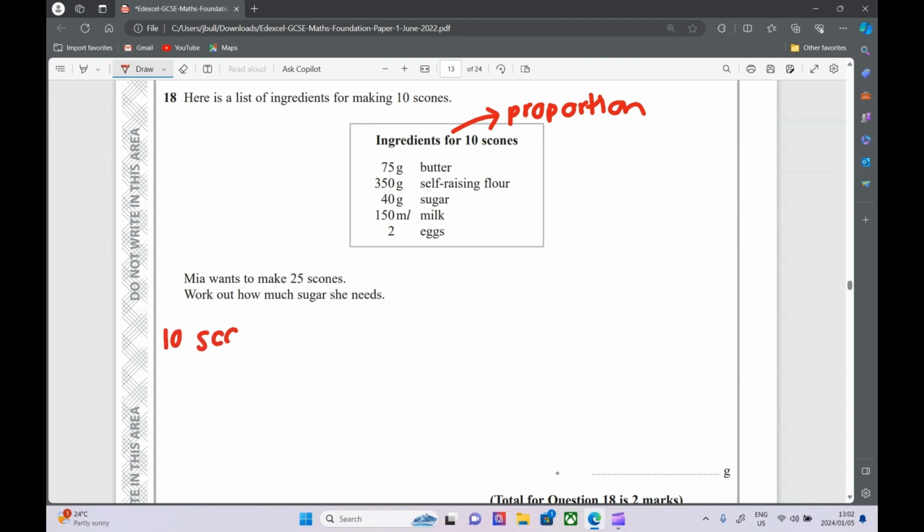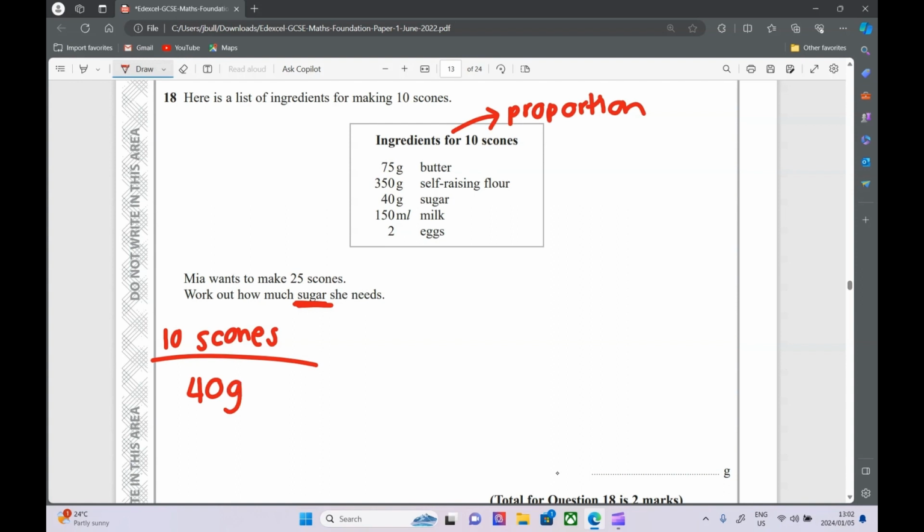And so they tell us all these ingredients for 10 scones. And what we want to know is how much sugar she would need for 25 scones. So let's just start off with 10 scones and say, for the 10 scone recipe, how much sugar did she need? She needed 40 grams.